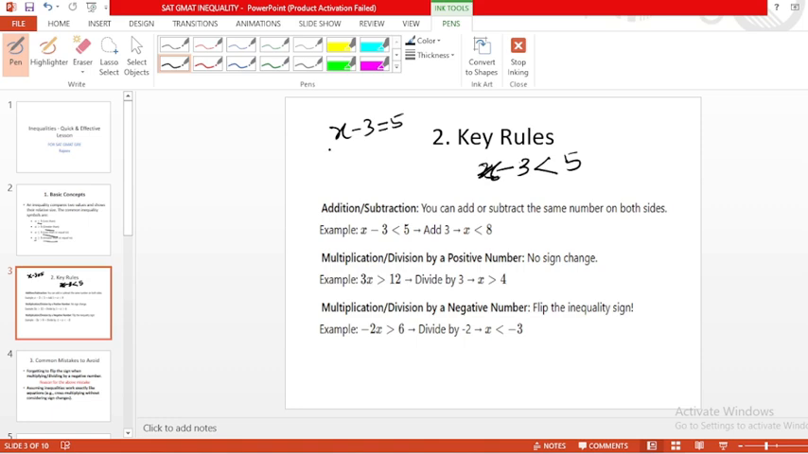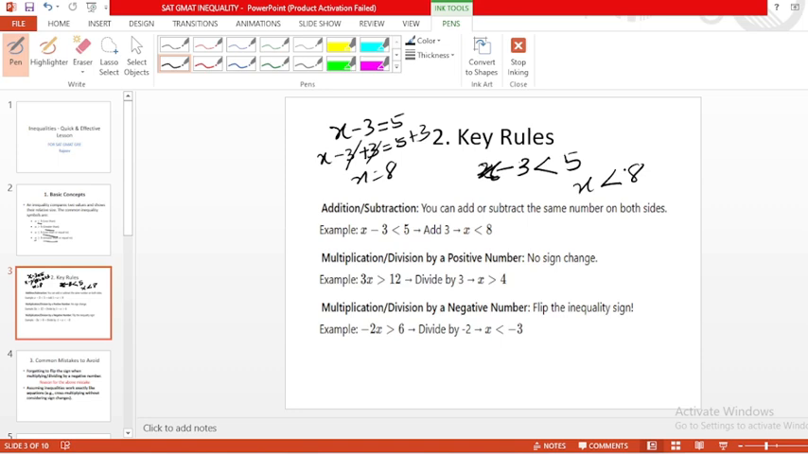For finding the value of x, we will add 3 to both the sides. So this becomes 5 plus 3. This and this cancel, and we get x as 8. Same thing we will do here. With addition and subtraction, we finally get x should be less than 8. Fine. This will solve our inequality.